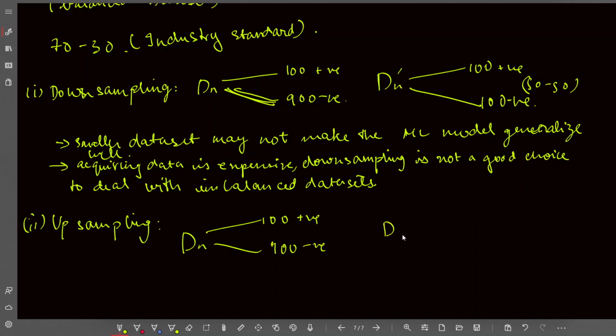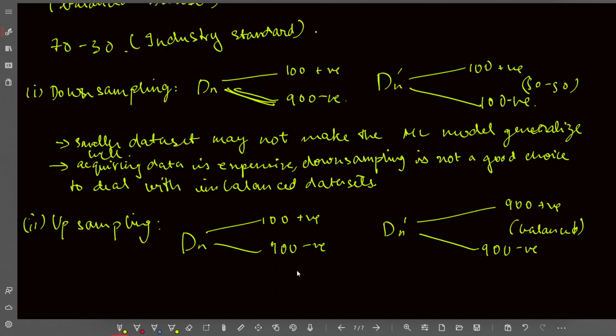So I create a data set dn dash where I have 900 negative points, but my positive points, I just add the same points over and over again. So if I have 100 points, I just add the same point over and over again to make it 900, and hence a balanced data set. Okay, so this becomes balanced.